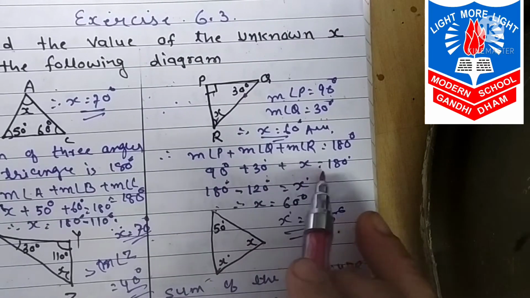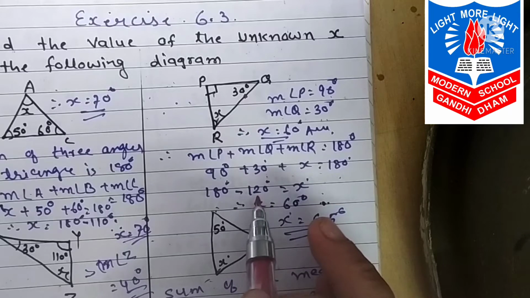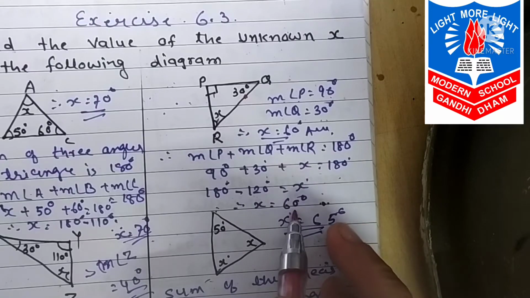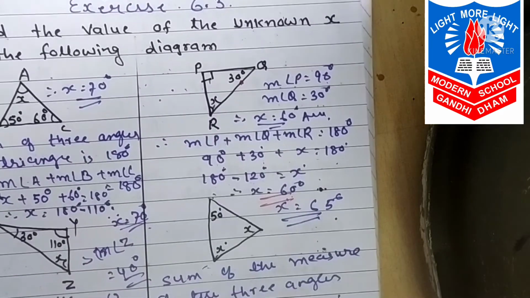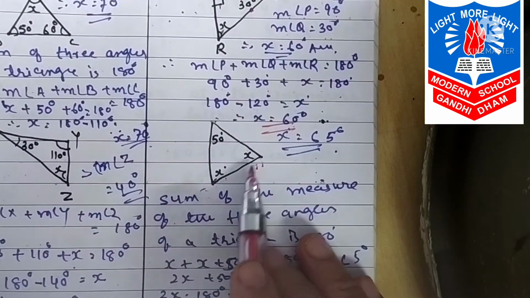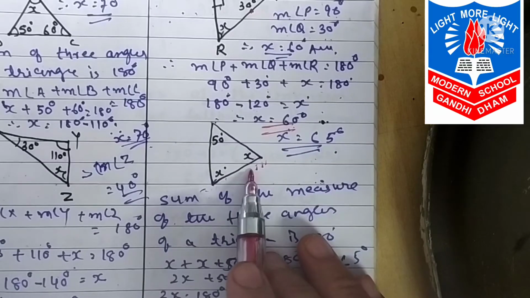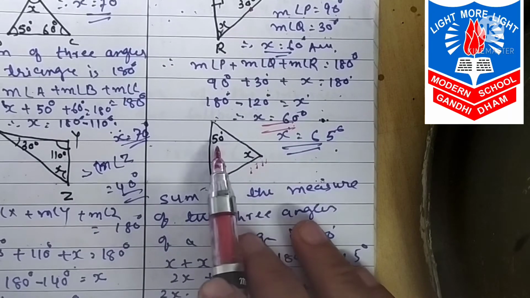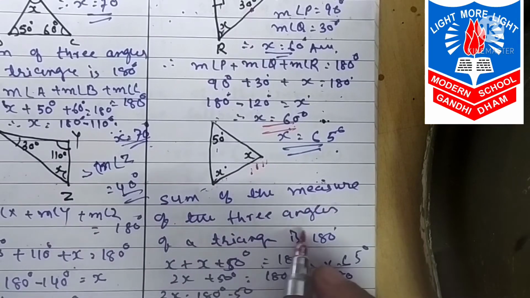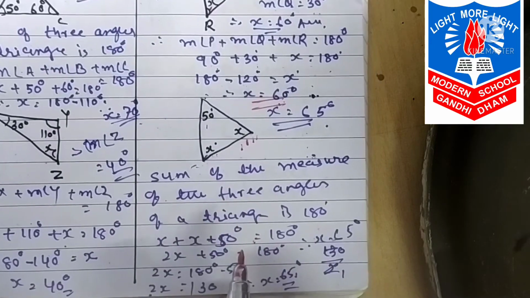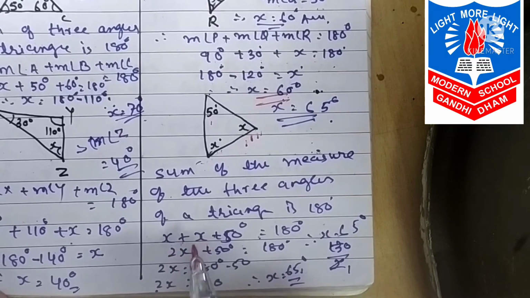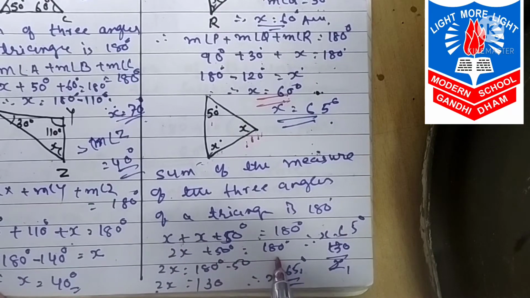See, 90 plus 30 plus x is equal to 180. 90 plus 30 is 120. Take it to this side, 180 minus 120, therefore x is equal to 60 degree. That is our answer. Here in this figure, here x marks are given. It means both angles measurement are the same. So 50 degree, x and x. So we write the sum of measurement of three angles is equal to 180. So x plus x is equal to 2x plus 50 is equal to 180.